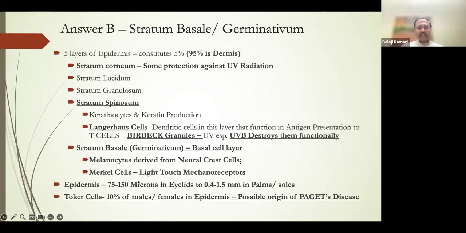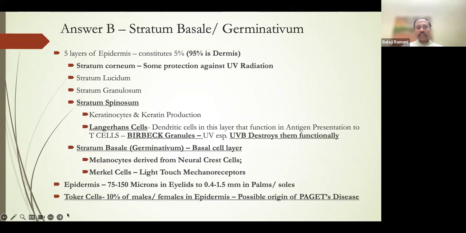Right. And the thickness varies from very, very thin as far as the eyelids are concerned to very thick as far as the palms and soles are concerned, where it is almost 1.5 millimeters thick, and in the rest of the areas it's around 75 to 150 microns. And there is another group of cells which are present in 10% of males and females in the epidermal layer. This constitutes 10% of the cells, and is known as the Toker cells.